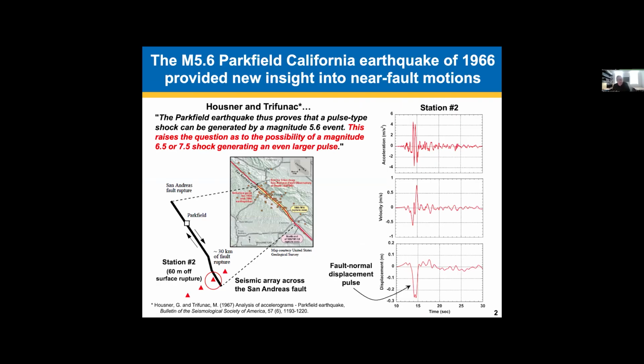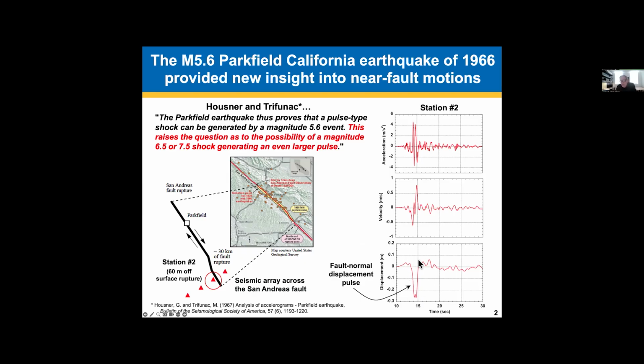And I want to start this notion of near-field motions by going back to 1966, because I think there was an interesting question posed in the BSSA paper by Hausner and Trifunac. They observed in a seismic array that crossed the San Andreas Fault, station number 2, which has kind of become a famous record. They observed in the fault normal motions there, and I'm actually showing the data, a double-sided velocity pulse and a relatively large fault normal directivity pulse.